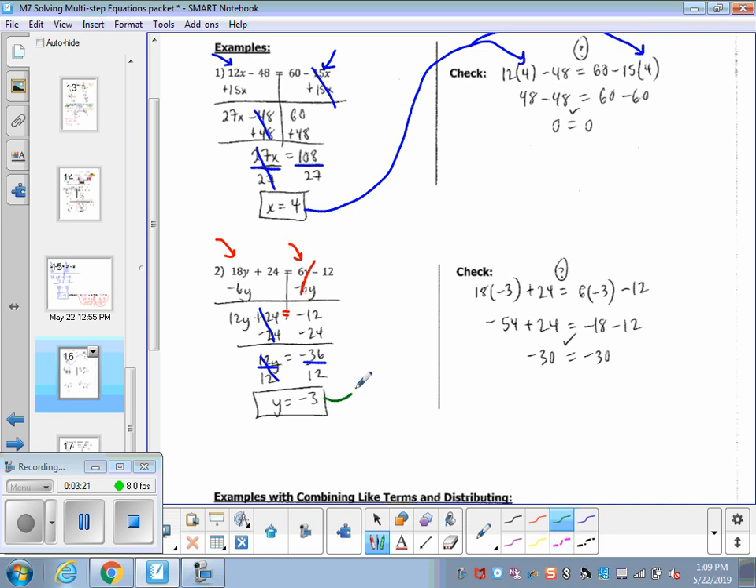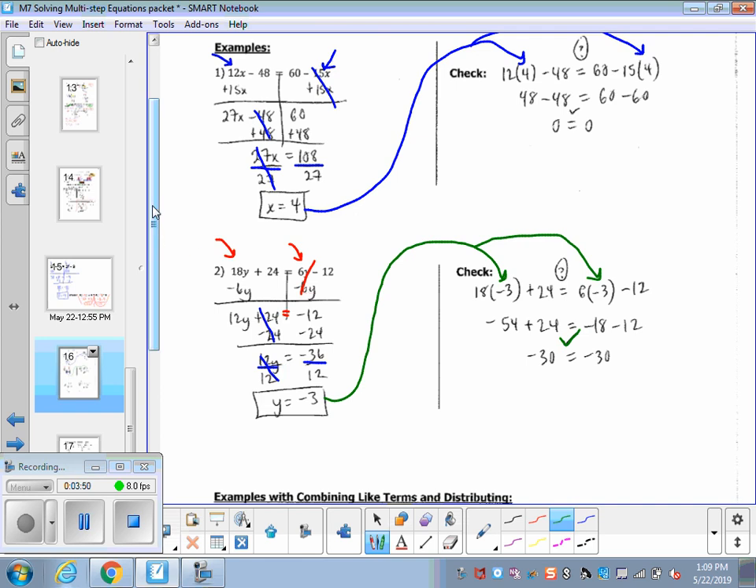Alright, now we're just going to plug in the negative 3 here, and we're going to plug it in over here. And when we simplify here, we get a negative 54 when we multiply, plus 24, it gets closer to 0, we're at negative 30. On this side, a 6 times a negative 3 is a negative 18. And then when we subtract 12 from that, we're going to get further away from 0, and we're going to end up at negative 30. So since we got a negative 30 on both sides, we know we're good to go.